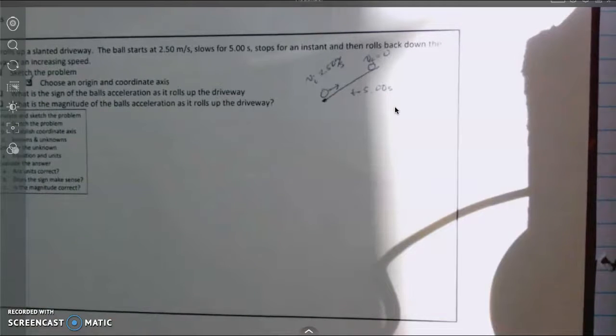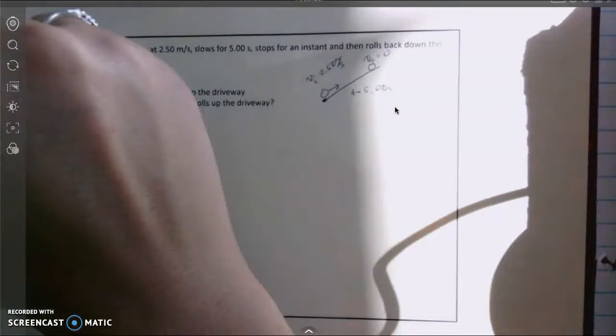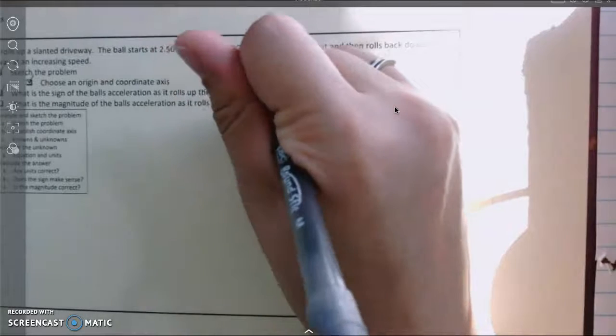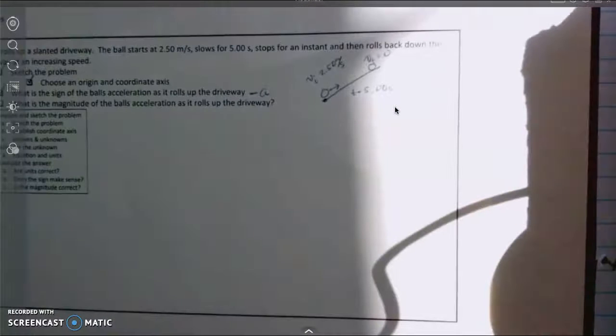Okay, so we know as it rolled up the driveway, it slowed down and it came to a stop. We also know that the initial velocity of the object is positive. We have a positive 2.50 meters per second. And so if we had a positive acceleration, it just would have kept speeding up. But a negative acceleration means that the object would slow and eventually come to a stop. Okay, so that's how we know that the sign of the acceleration of the ball rolling up the incline is a negative acceleration.